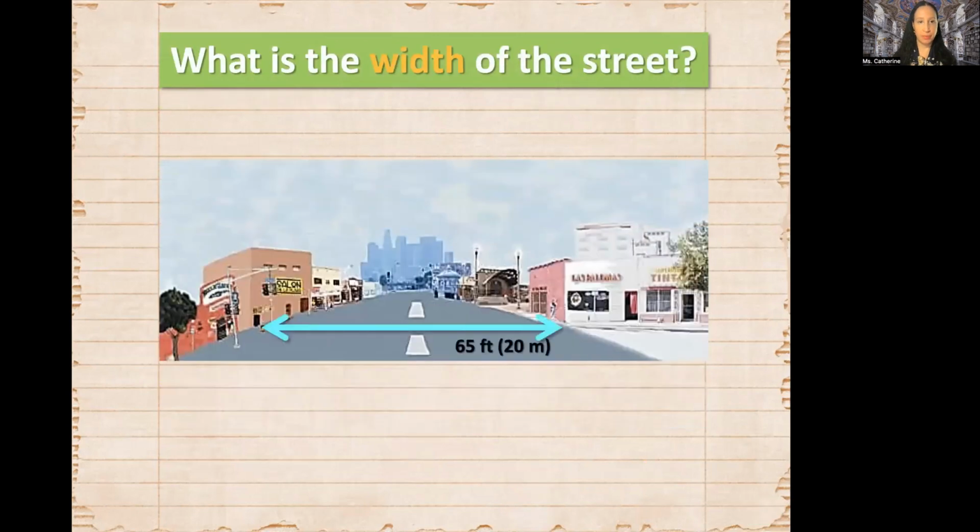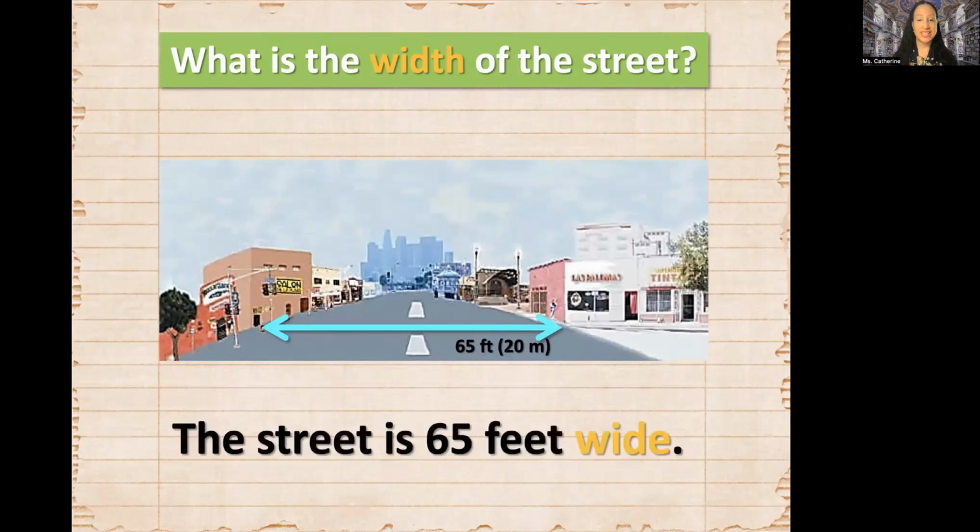So here's an example. What is the width of the street? The street is 65 feet wide, approximately 20 meters, okay? So if someone says, how wide is the street? You can say the street is 65 feet wide. Now I said how wide, but if I say what is the width of the street? Okay, so you hear the differences?